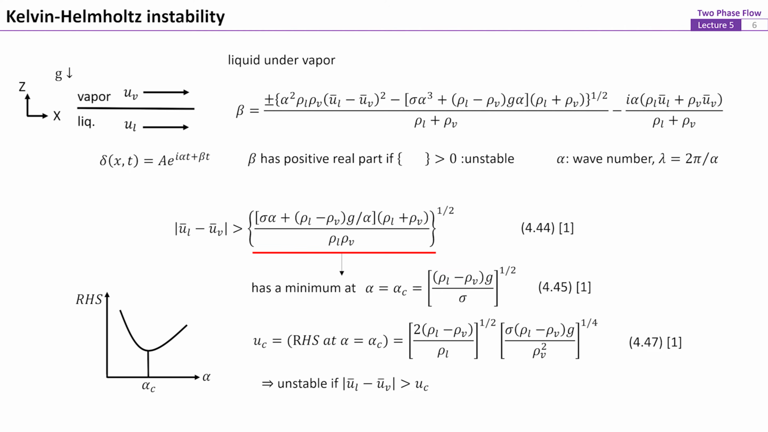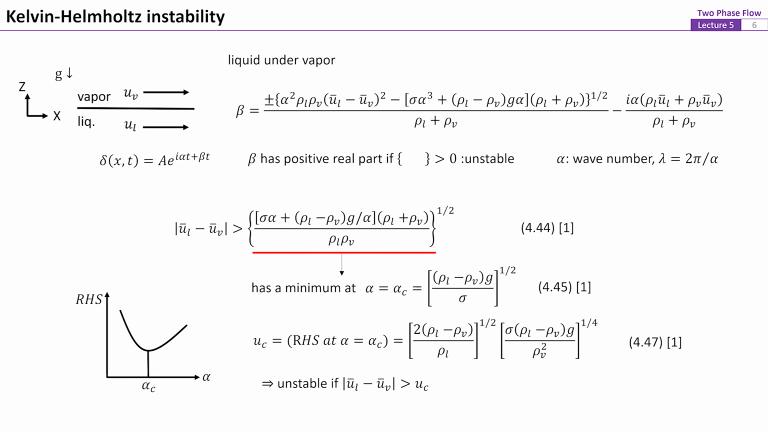To investigate the condition that beta becomes a positive value, the terms in the braces are rearranged to equation 44. It can be seen that the right side of it has a minimum value at a critical wave number alpha c, shown by equation 45. A critical velocity corresponding to this critical wave number can be obtained as shown by equation 47.